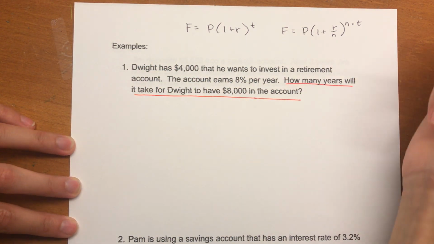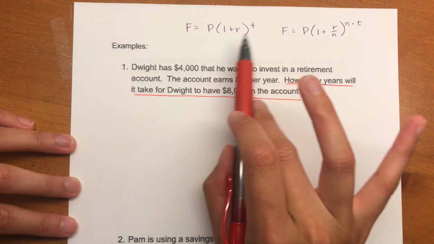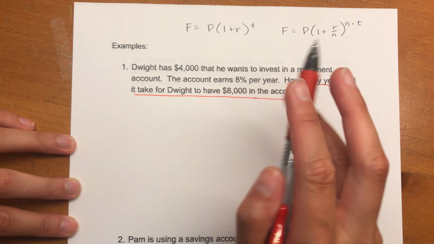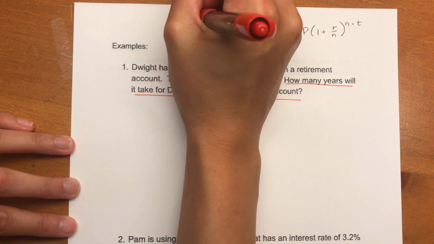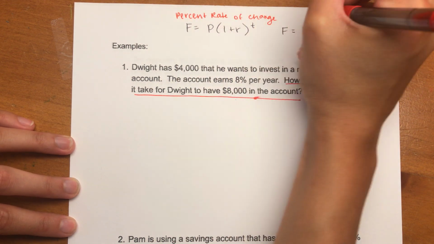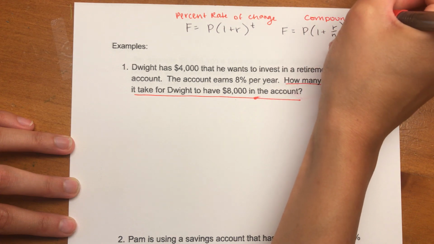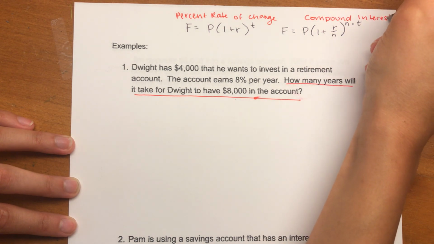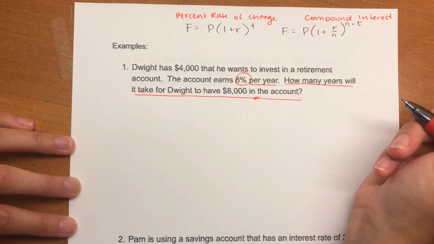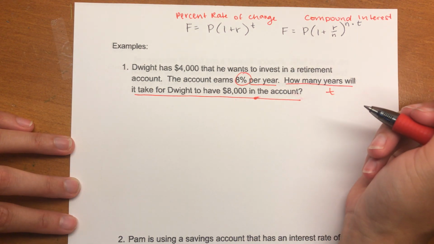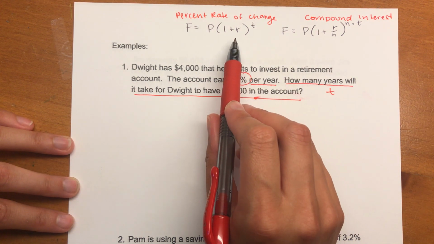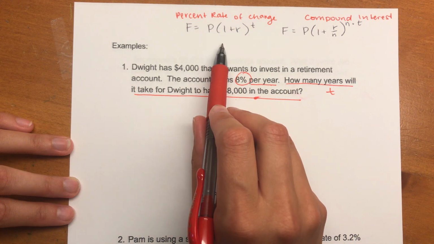The first thing we need to do is determine which of these formulas we're using. Is this compound interest or is this a regular percent rate of change? This is percent rate of change, and this is our compound interest equation. What I'm going to look at is the units. The account earns 8% per year, and how many years will it take for Dwight to have $8,000 in the account? Since this is years and years, we can use our regular percent rate of change formula.